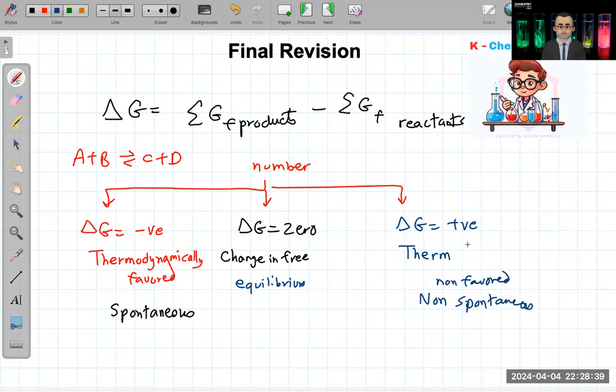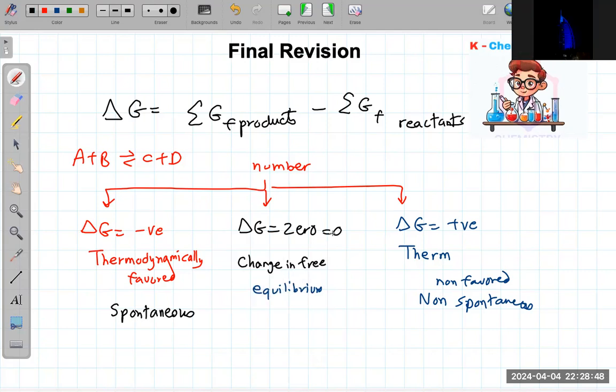If it is zero, it means the reaction is in equilibrium. What does it mean to be in equilibrium? It means that there is no direction favored over the other. There is no direction. In the exam, how will I know that it's zero or negative or positive?